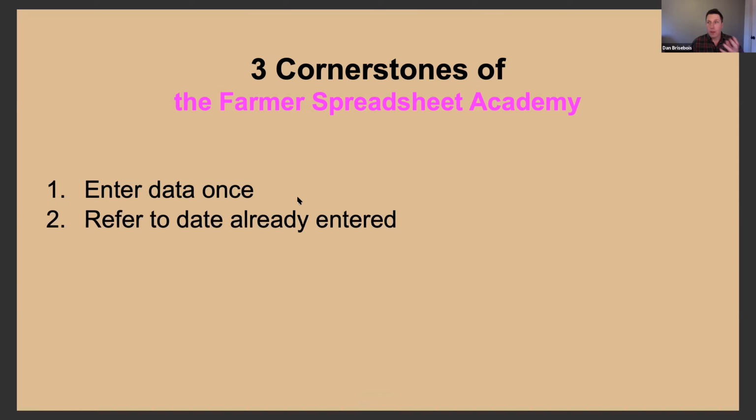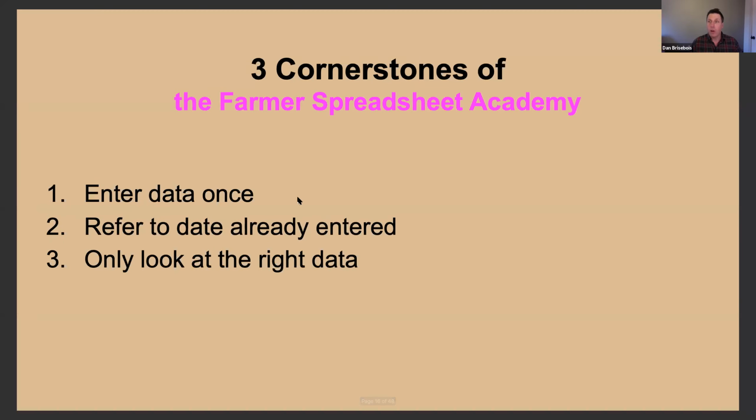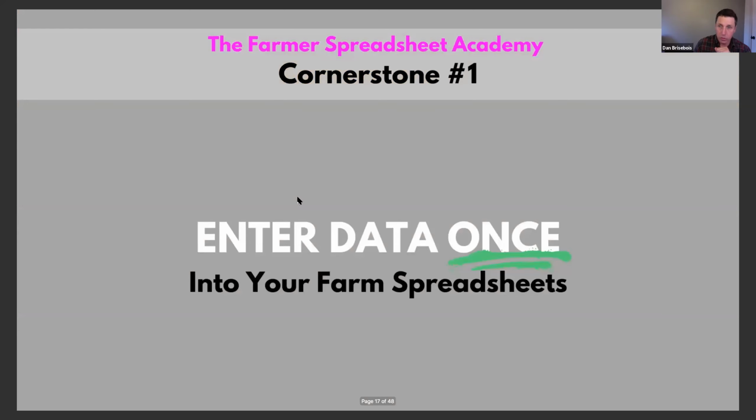Then we want to refer to data that's already entered, so we want to manipulate that data and get information out of it. The third cornerstone is we only want to look at the right data, because you're going to have all kinds of things that you can look at, but now we want to narrow down so we're not distracted by tons of information. So that's the outline of what we're going to do. We'll start off with the first cornerstone, which is to enter data once.